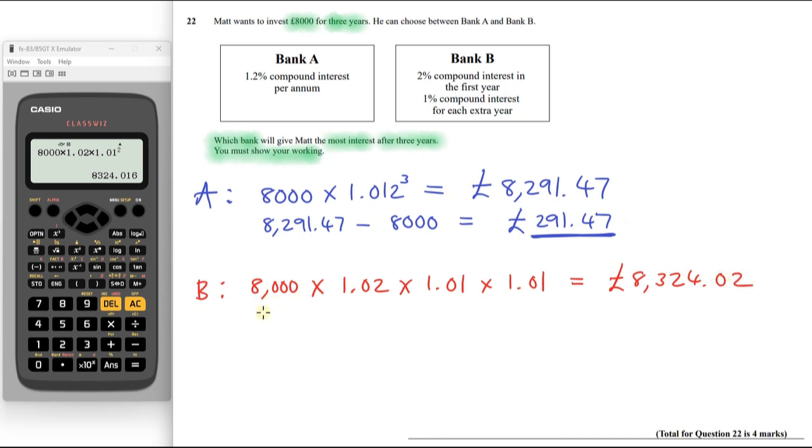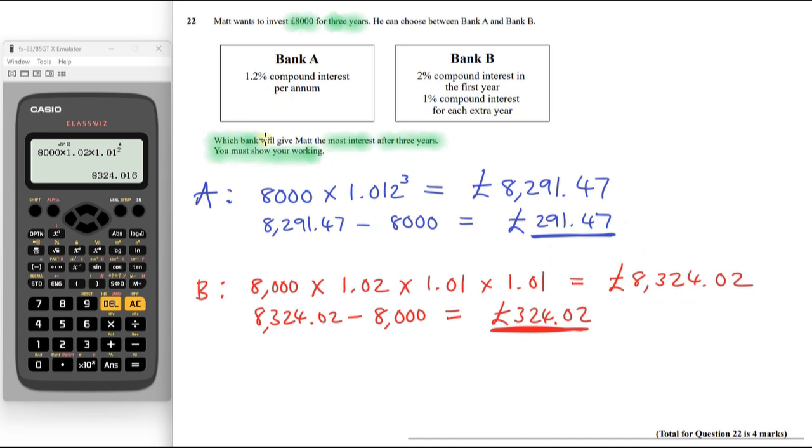So to work out the interest, we can do 8,324.02 minus the original investment of 8,000, and we're left with £324.02. So we've worked out the interest from both banks.